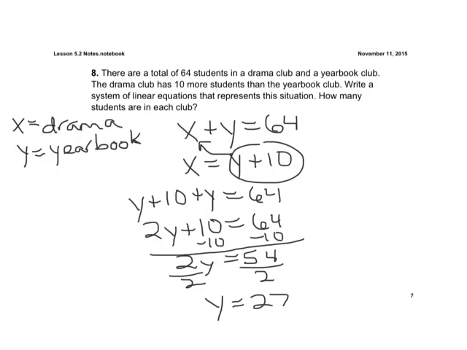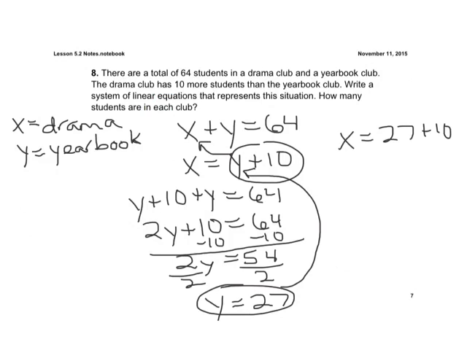That means we have 27 students in the yearbook club. We've got to figure out how many are in the drama club. So let's substitute that into our simpler equation. They're both pretty simple here. Let's go ahead and plug it in for y in that second equation. So we're left with x is equal to 27 plus 10. If we do the math there, we get 37.